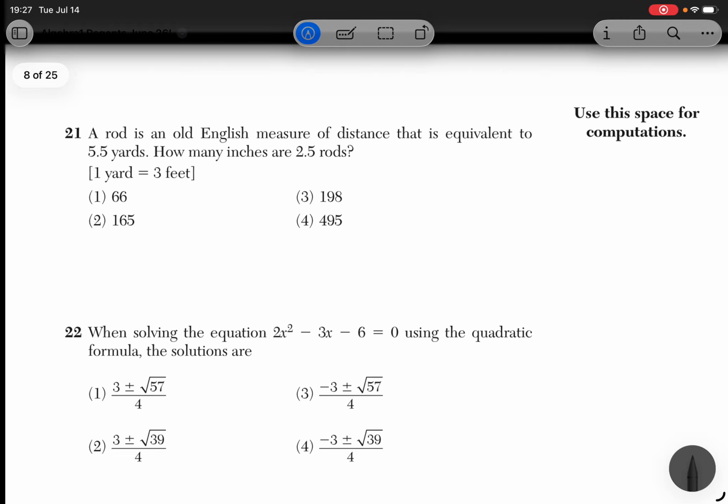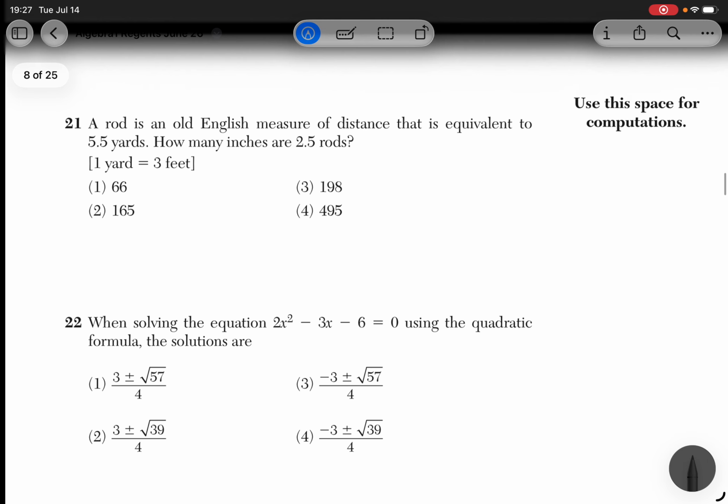Okay, question number 21. A rod is an Old English measure of distance that is equivalent to 5.5 yards. How many inches are in 2.5 rods? Okay, first thing we need to do is look at our conversion chart. So we have 1 yard equals 3 feet. But if you know, 1 foot equals 12 inches.